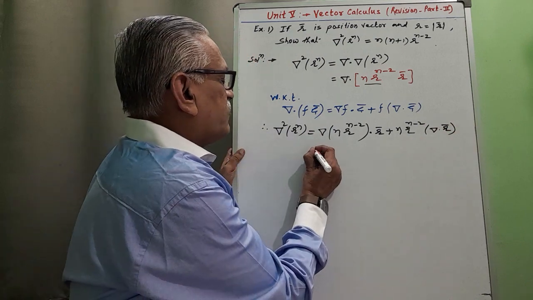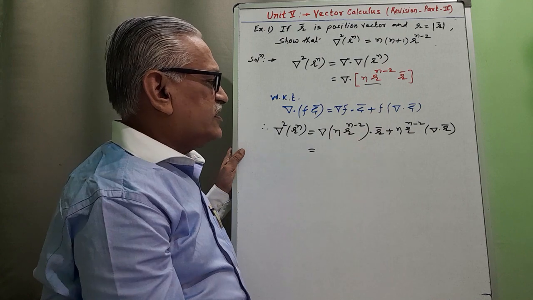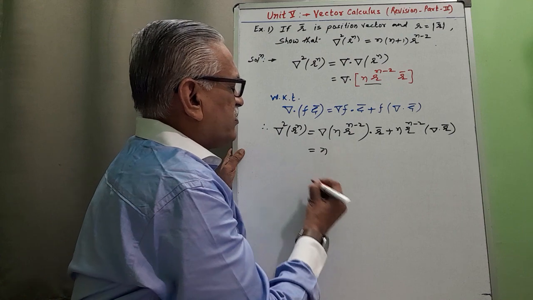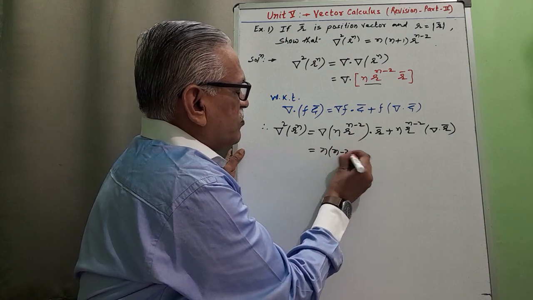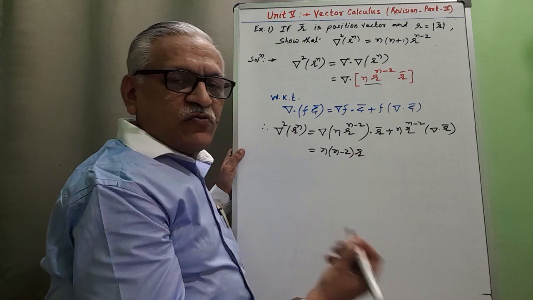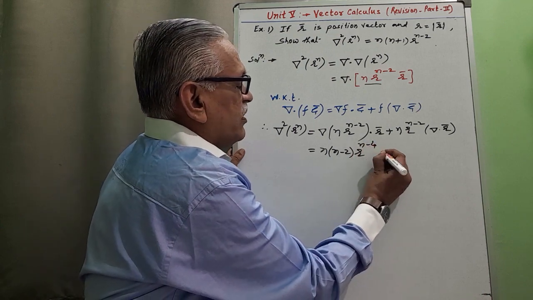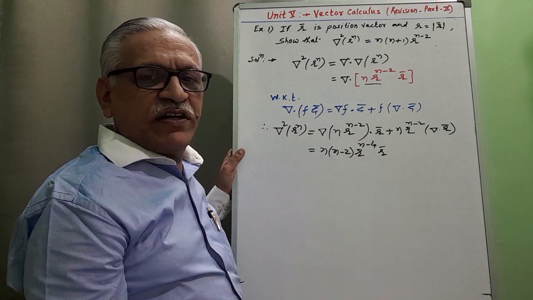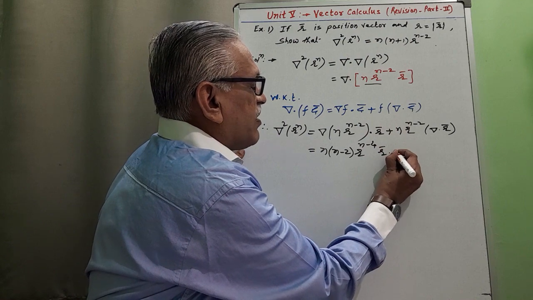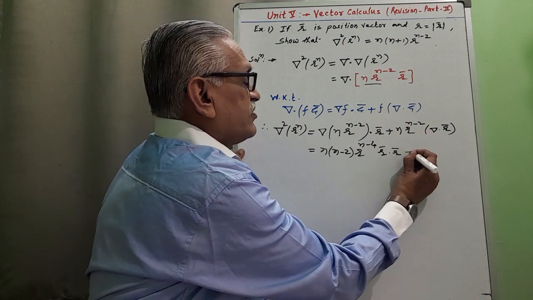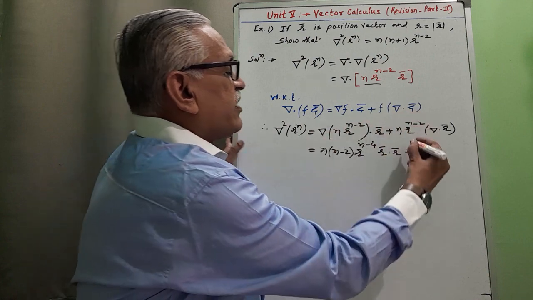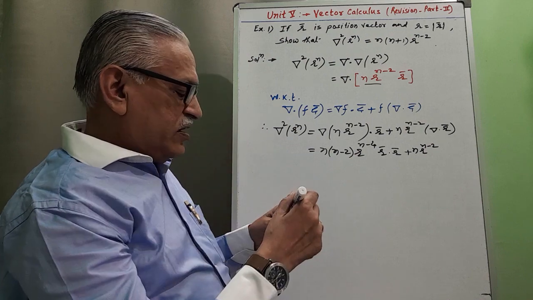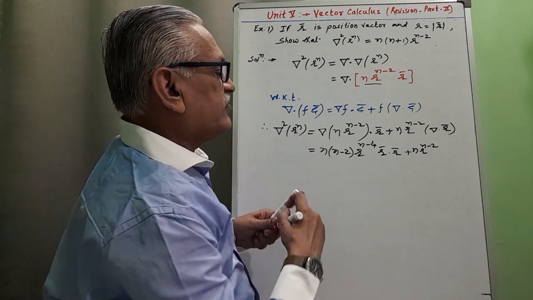Then it is equal to, again applying the same standard result, del of n r raised to n minus 2: n is a constant, n minus 2 times r raised to n minus 2 minus 2, which becomes n minus 4, into r bar. This is the del of n r raised to n minus 2, a dot product with r bar, and plus n r raised to n minus 2, and the standard value of del dot r bar is 3.